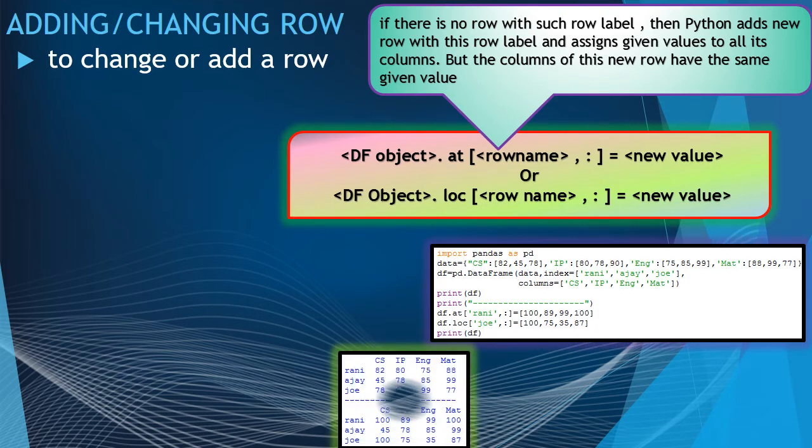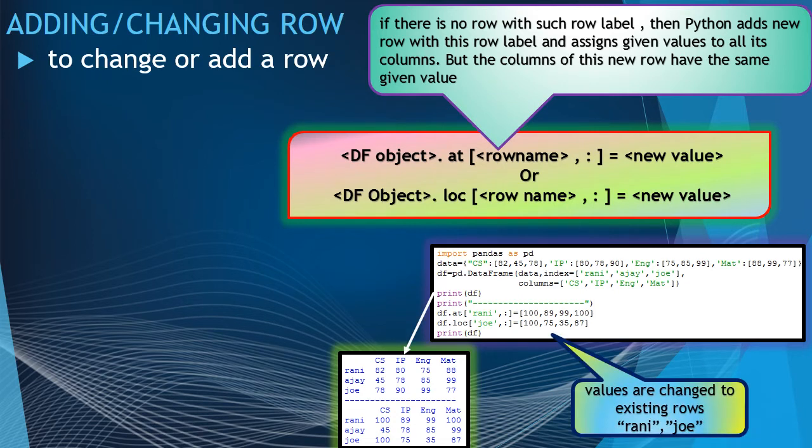So here there are 3 rows, Rani, Ajay, Joe, in the data frame object df. Next we are going to change the values for the Rani and Joe rows with new values. So it is changed. The existing values are changed by using the statement df dot at Rani. Likewise, the Joe row is also changed using df of loc.